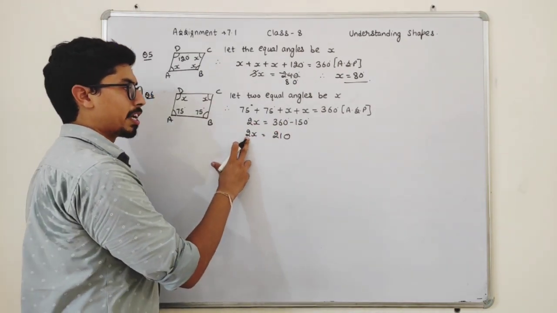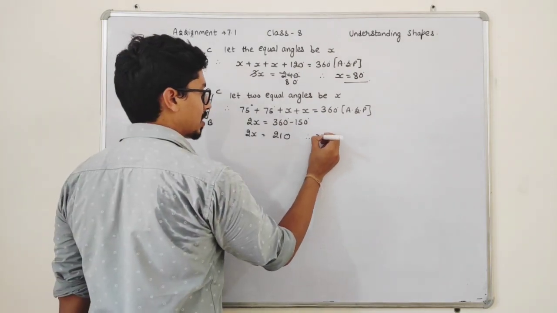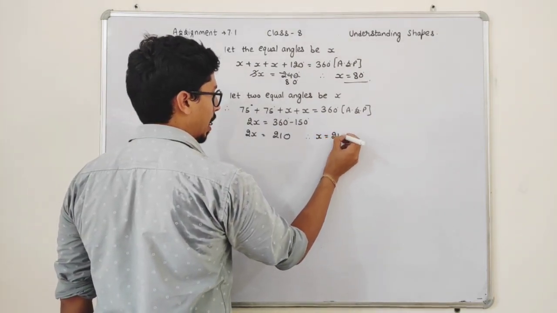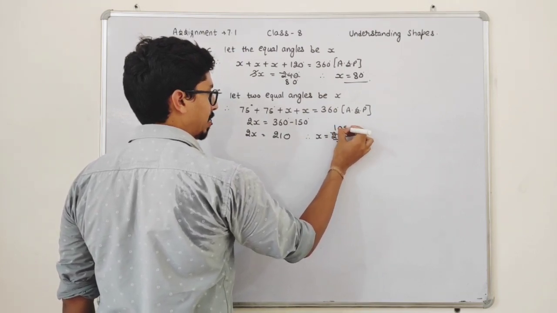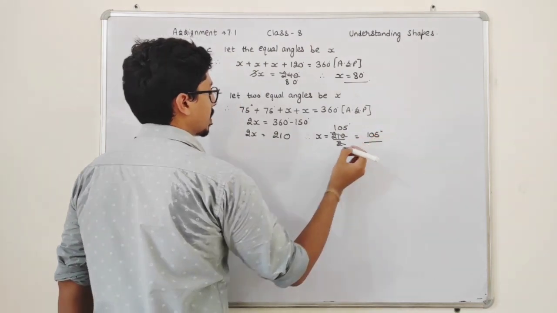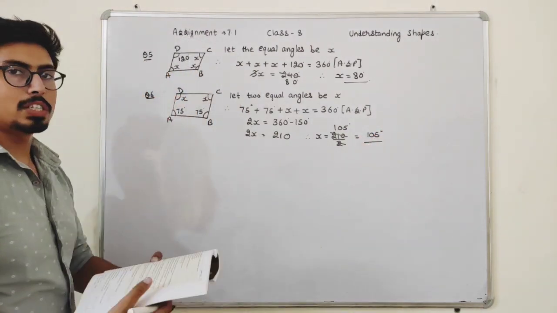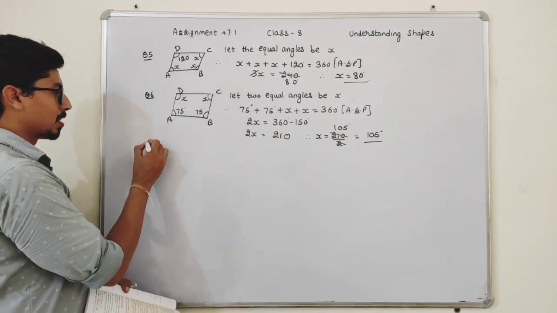2 is in multiplication, when it goes here it will be in division, therefore x is equal to 210 upon 2. So 2 ones are 2, 0 and 5. So the answer will be 105 degrees. Okay students, so the answer is 105 degrees. Now students, question number 7.